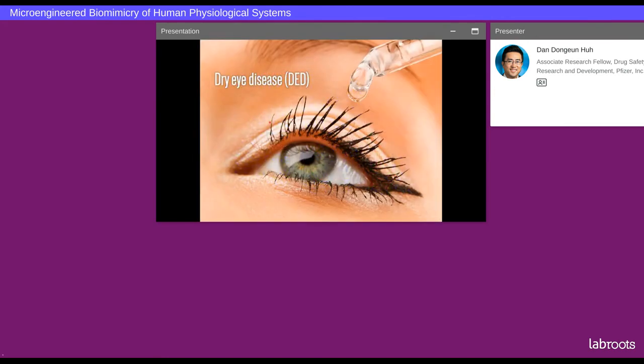So in this study, we also use this platform to model dry eye disease. And in the interest of time, I'm going to have to skip over this part today, but we basically use this system to mimic evaporative type of dry eye disease and use the disease model for testing ophthalmic lubricant. So I'm happy to tell you more about this offline if you're interested.